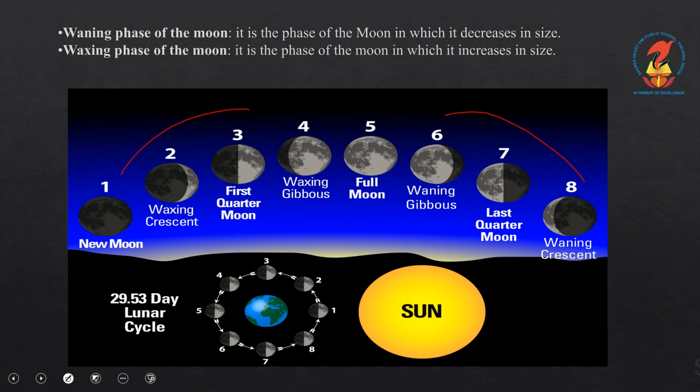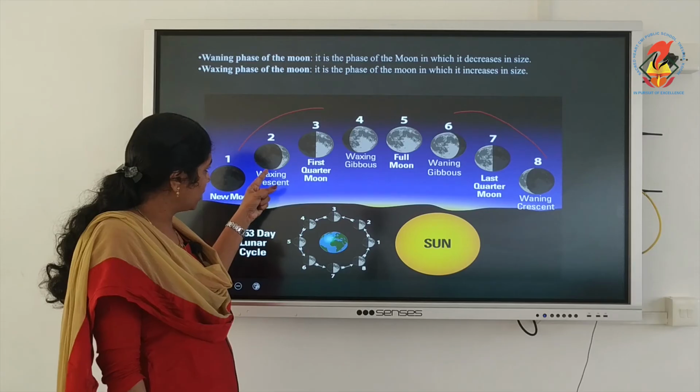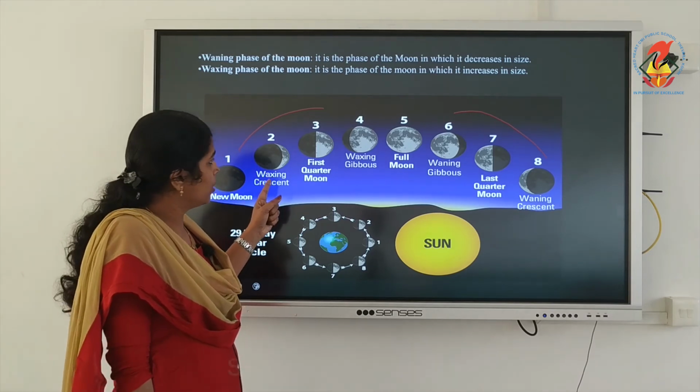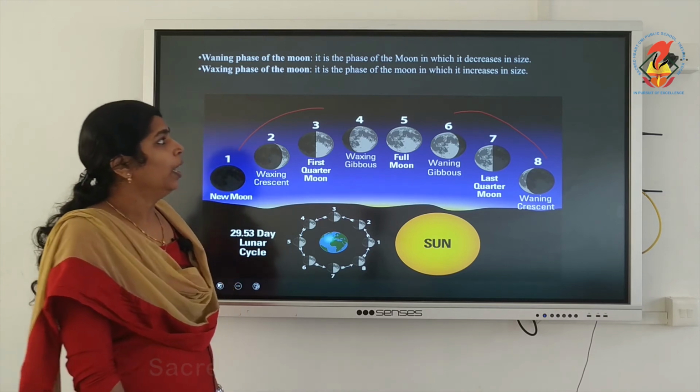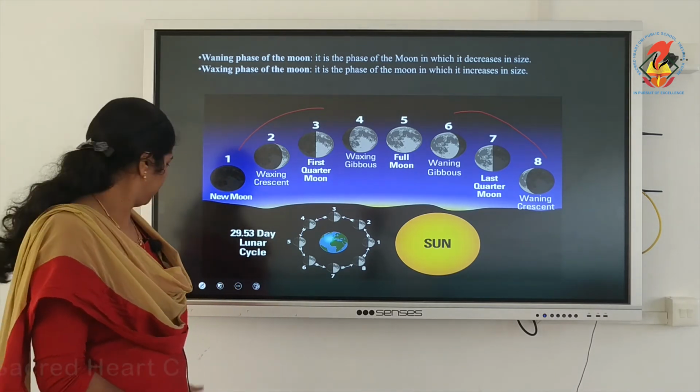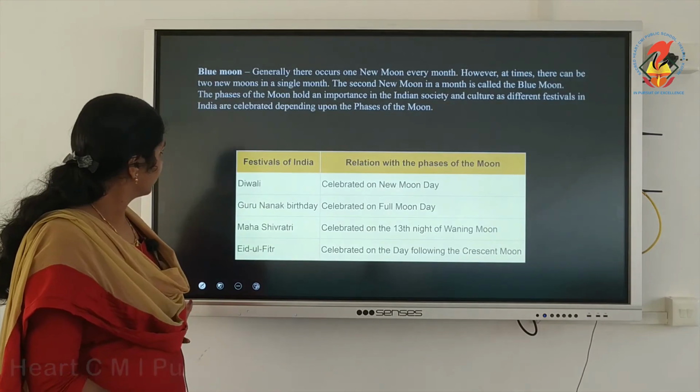Full moon day we can see the full disk. Now, new moon day we will not be able to see the moon. The next day where a small portion of the moon will be visible, that is known as the crescent moon, and it will take 29 days to complete the lunar cycle.